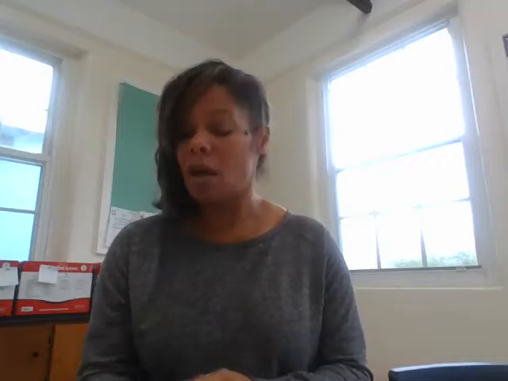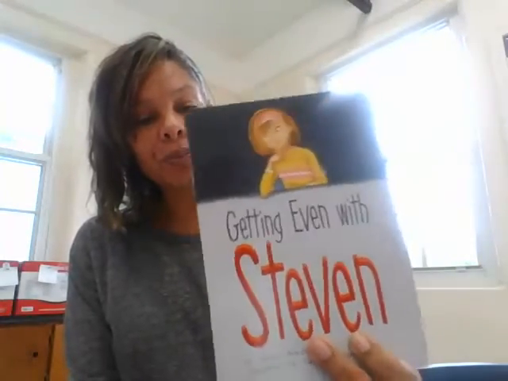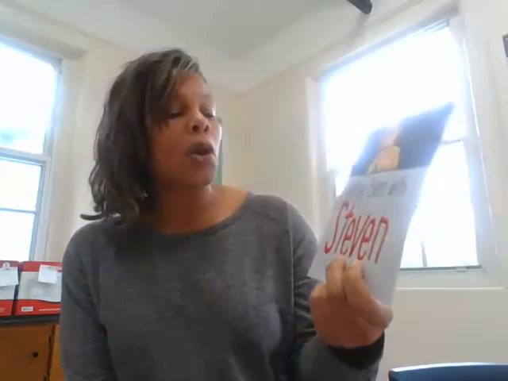Okay, so our book today is called Getting Even with Stephen, fiction or nonfiction. So this is a fiction book. It's fake. It's made up. And it's all about a boy named Stephen who likes to play practical jokes. Okay? And our main character is a girl named Susan, and she is really sick and tired of Stephen's practical jokes, so she tries to get back at him.